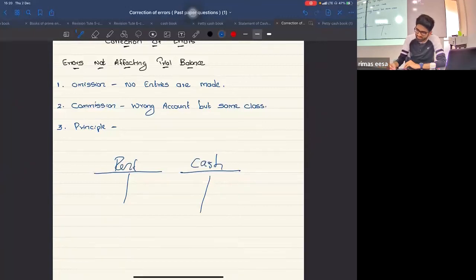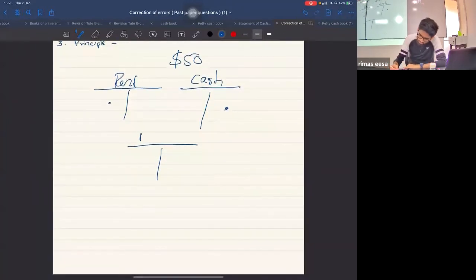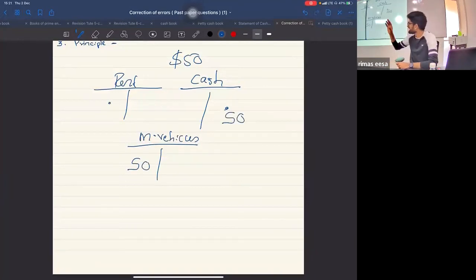You are paying for rent by cash, 50. What should I do to the rent account? Debit. What should I do to the cash account? Credit. By mistake, what you do is you debit the motor vehicles account with 50 and you credit the cash account with 50. Actually, you paid for rent by cash. Rent should be debited, cash should be credited. What did you do? You debited motor vehicles and credited the cash account.